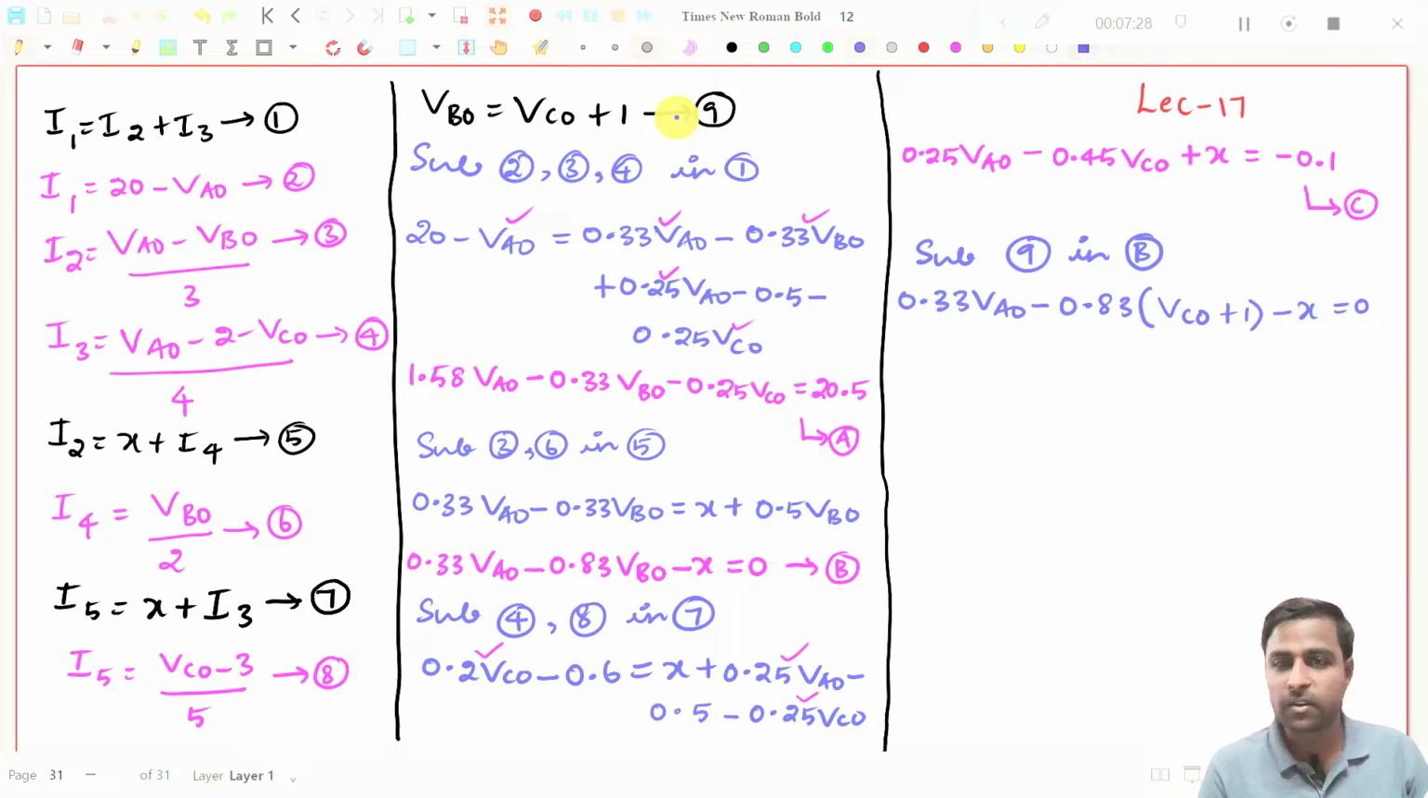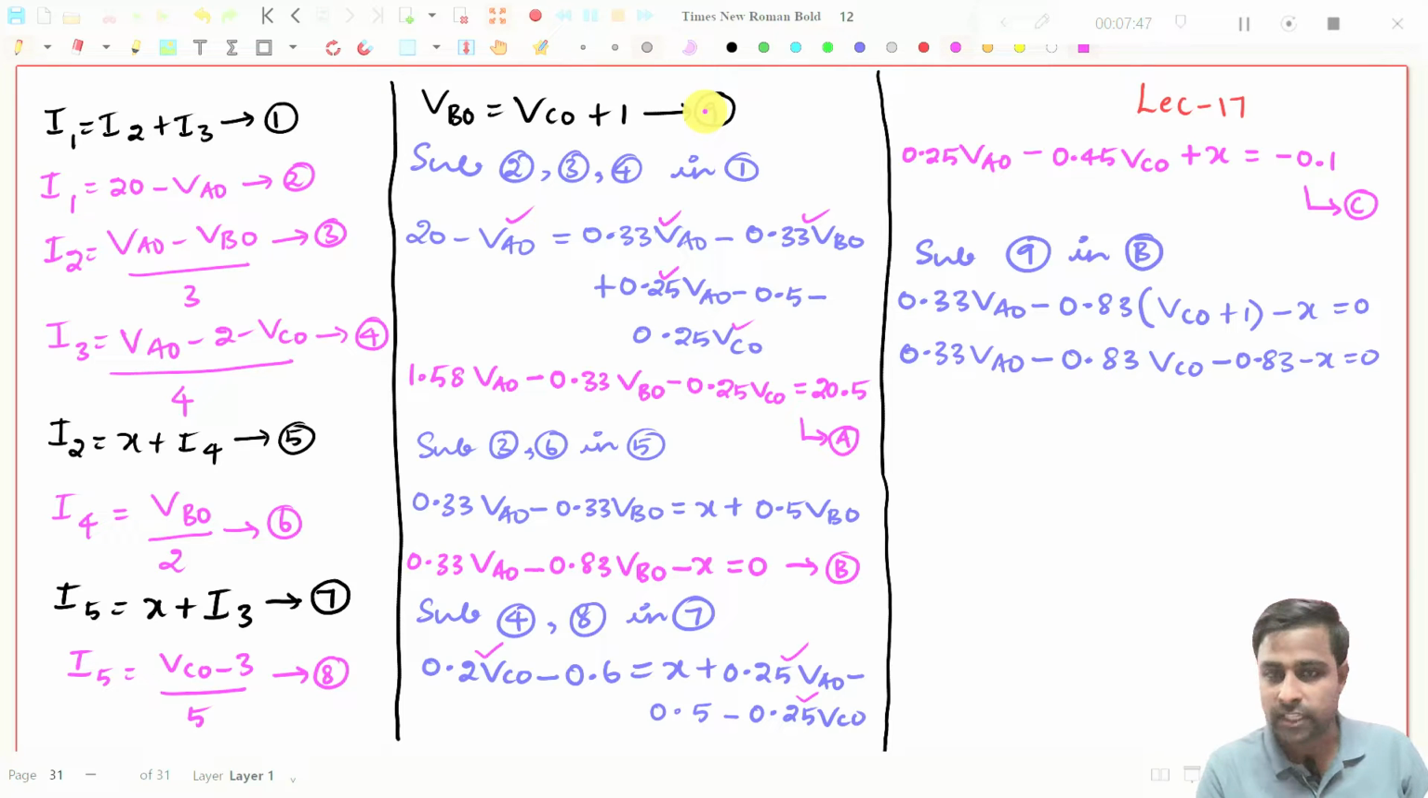Now you simplify this expression, what you will get? 0.33 VAO minus 0.83 VCO minus 0.83 minus x will be equal to 0. Now if you further simplify this expression, you will get 0.33 VAO minus 0.83 VCO minus x, that should be equal to what? 0.83. You keep this expression as D.